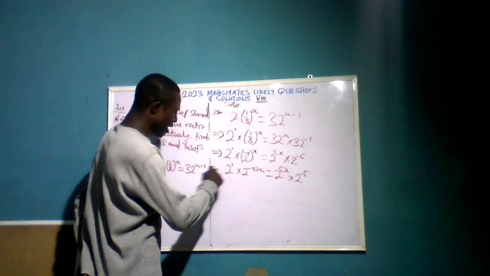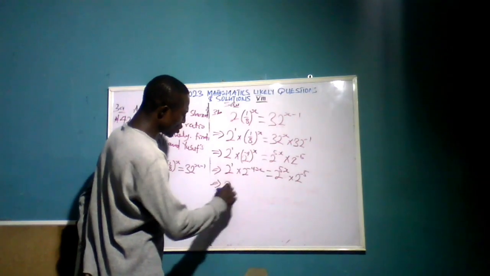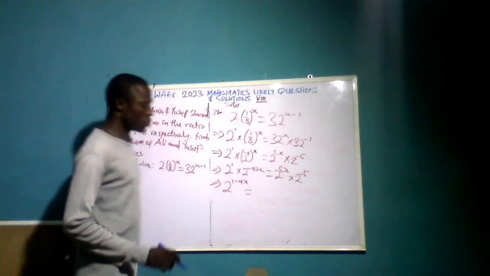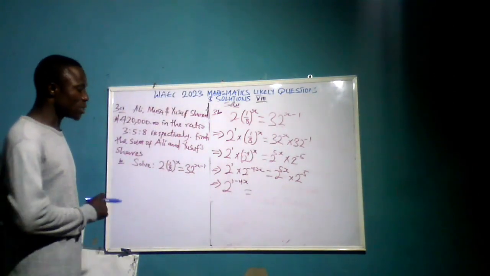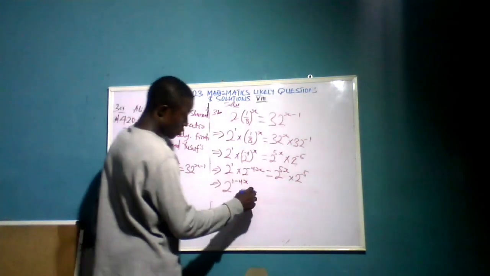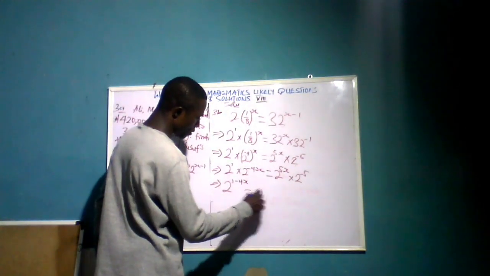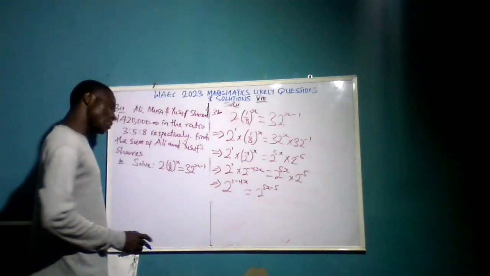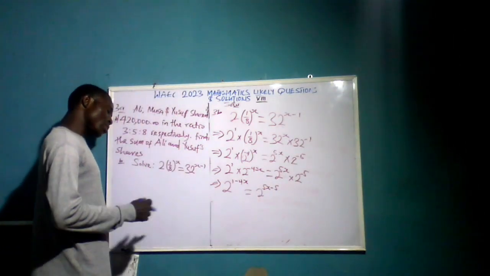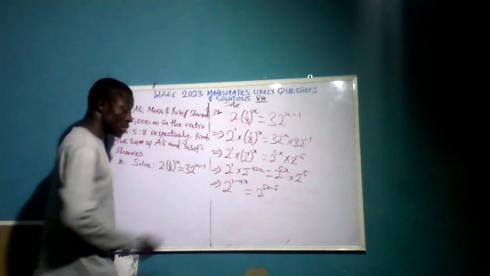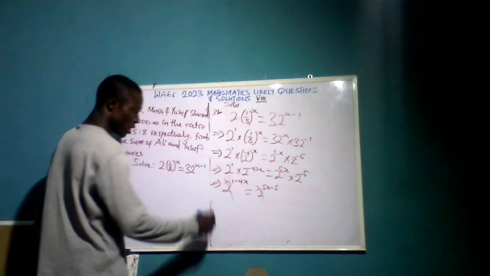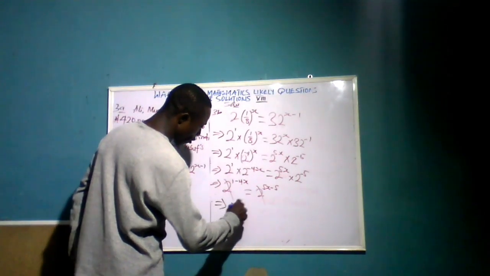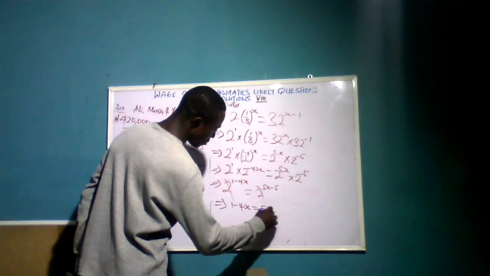This can be simplified to be 2 raised to power 1 minus 4x. Okay? Just for us to have a single base at both sides. 2 raised to power 5x minus 5. Okay? And since the bases are equal, I mean the base at the left hand side is equal to the base at the right hand side, so you can cancel each other out, so that you are left with the power, which is, I'm sorry, 1 minus 4x equal to 5x minus 5.